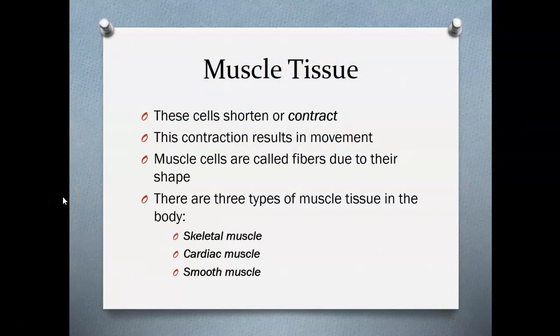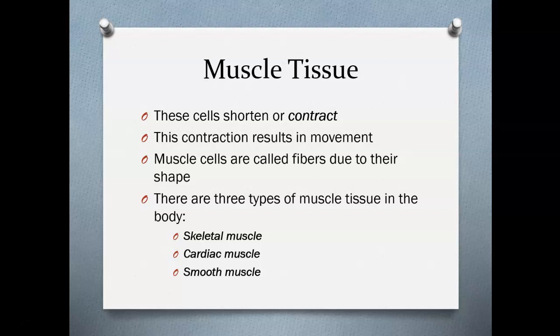Muscle tissue, of course, we've already talked a little bit about in the other course. They shorten or contract. So when we talk about a muscle tissue shortening, we call that contraction. And of course, as we've talked about in the other courses, contraction results in the movement of bones at joints, which can result in us being able to run, jump, throw, whatever we're doing. We do call the cells in muscle tissue fibers because of their shape being elongated and almost hair-like. We've already talked before that there are three types of muscle tissue in the body.